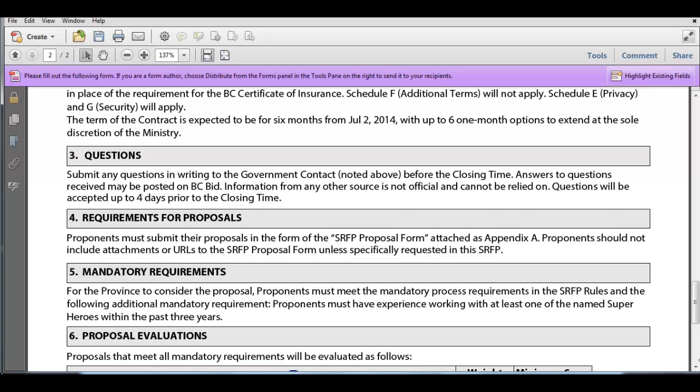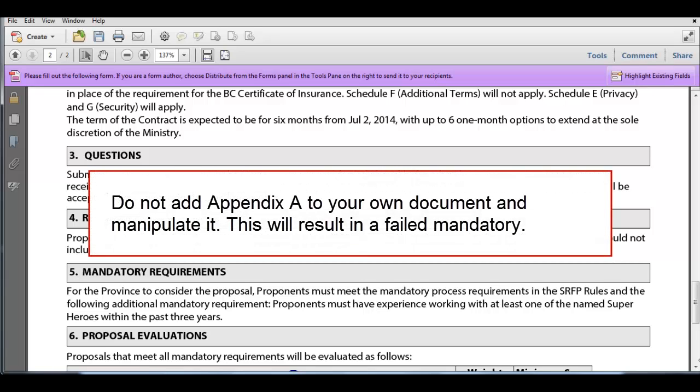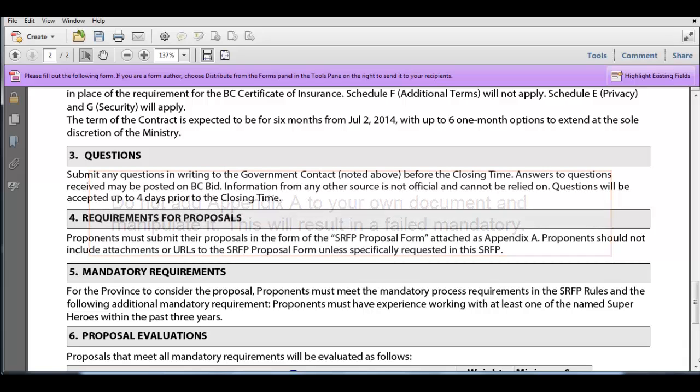What's really important though is that you cannot take Appendix A and put it into your own document and manipulate it however you want to manipulate it and submit that. That's going to be very problematic. That would likely result in a failed mandatory. We wouldn't even read your proposal. So make it easier on yourself and easier on us. Always use Appendix A when you're responding to an SRFP.